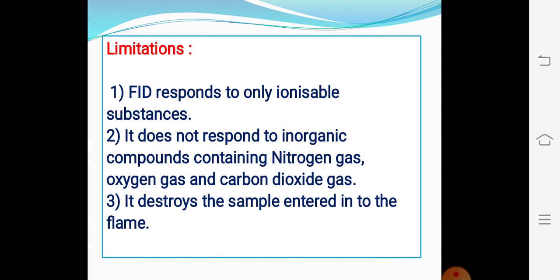What are the limitations of this flame ionization detector? The first limitation is that the flame ionization detector responds only to ionizable substances. Second limitation, it does not respond to inorganic compounds such as nitrogen gas, oxygen gas and carbon dioxide gas. Third limitation, it destroys the sample entered into the flame.